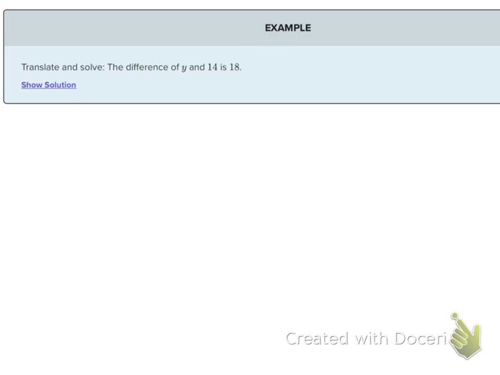The difference of y and 14 is 18. So as we know, difference means subtraction, and "is" means equals. When you have this, that means these are in their own little section. Write this down, the equation form for this.